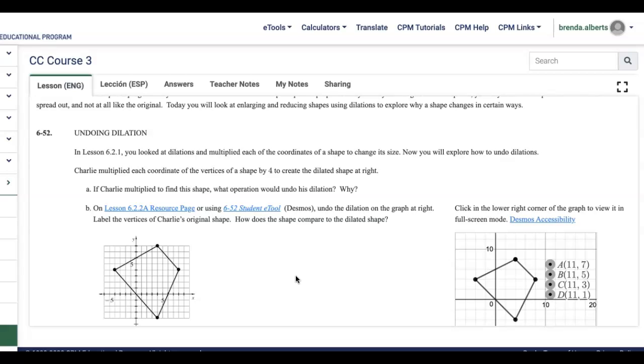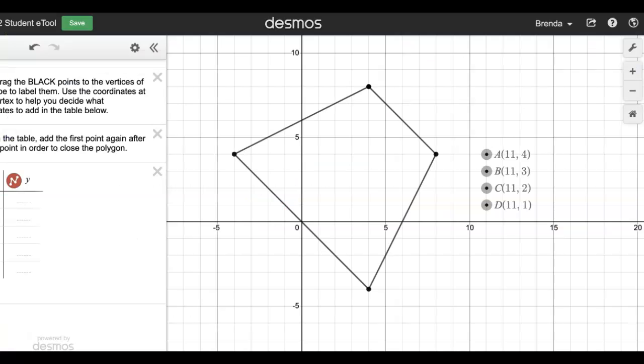So then we think about just what our basic knowledge of operations are. We think about the inverse operation of multiplication, and that is division. So you can click on your Student E tool, and it will look like this.